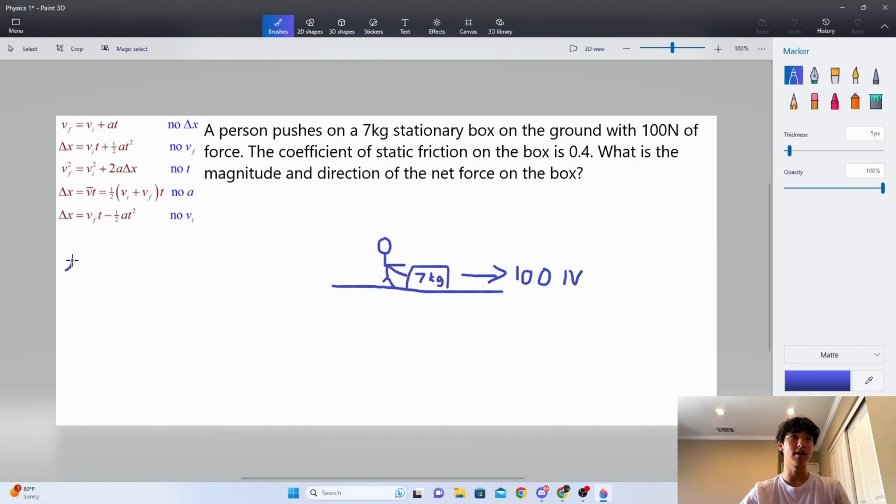Now, the coefficient of static friction on the box is 0.4. So that's our mu right there. Our mu is equal to 0.4. There's no variable for mu. It is just 0.4. It's just a value. What is the magnitude and direction of the net force on the box?